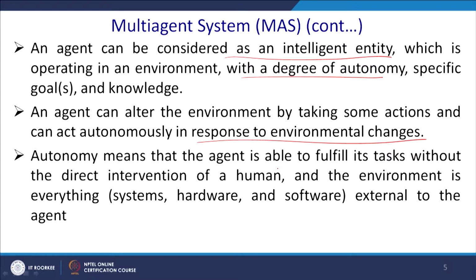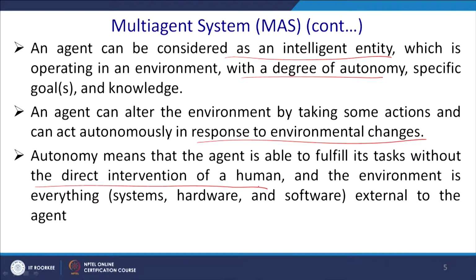And autonomy means that the agent is able to fulfill the task without the direct intervention of a human. Of course, generally in the microgrid there can be a super user, he or she can override the intelligent control, but generally intervention is kept as little as possible and one person is given the responsibility only.